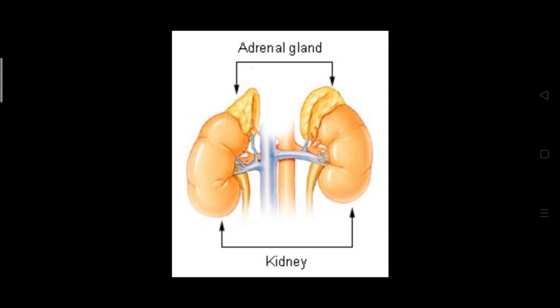Adrenal gland. The adrenal gland is a pair of glands located above the kidneys. The adrenal gland produces a hormone called adrenaline hormone. This hormone is known as the emergency hormone. The hormone which is known as the emergency hormone is adrenaline hormone. Why is it called the emergency hormone? This hormone helps during emergency situations.